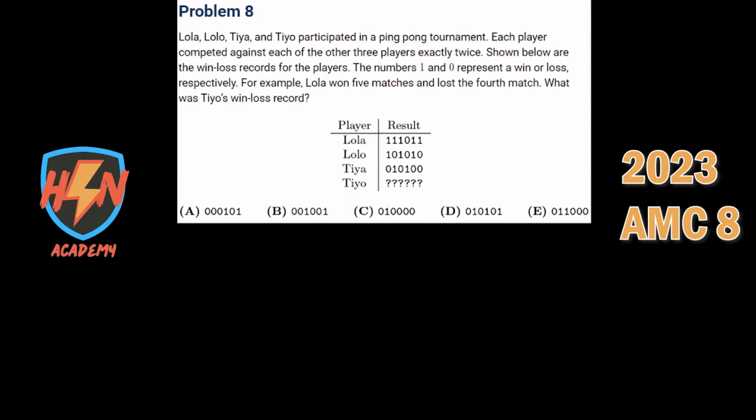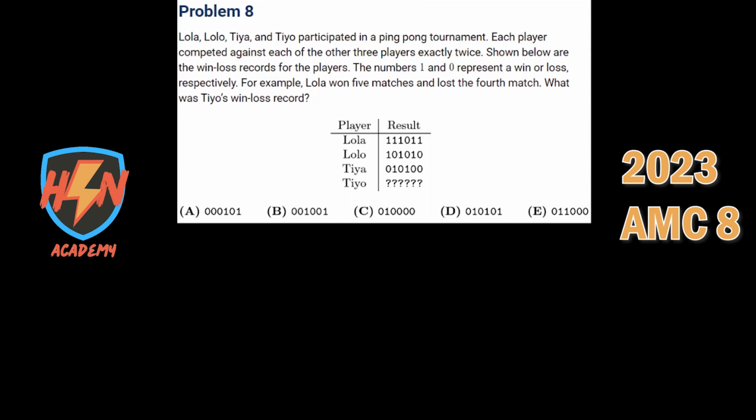In this problem, there are 4 players who are playing in a tournament and they play against each other exactly twice, each of the other 3 players. Now, their win and loss record is shown here. The key thing to solve this problem is to observe that in every round, the total number of wins and losses should be equal, right? So if Lola and Lolo won, then that must mean that Tia and Tio must have lost. Again, in a round, if one person loses, the other person wins.